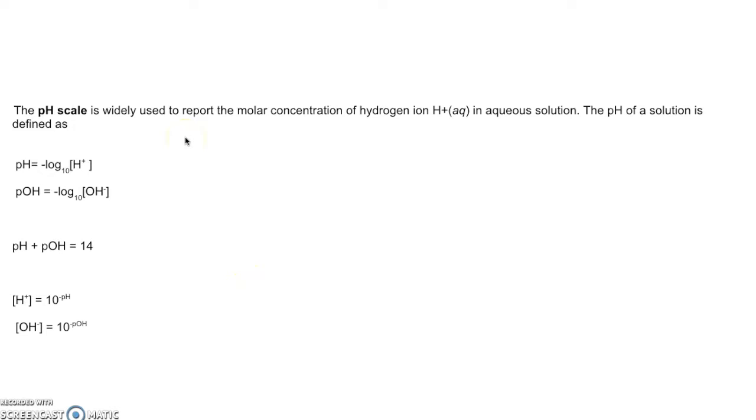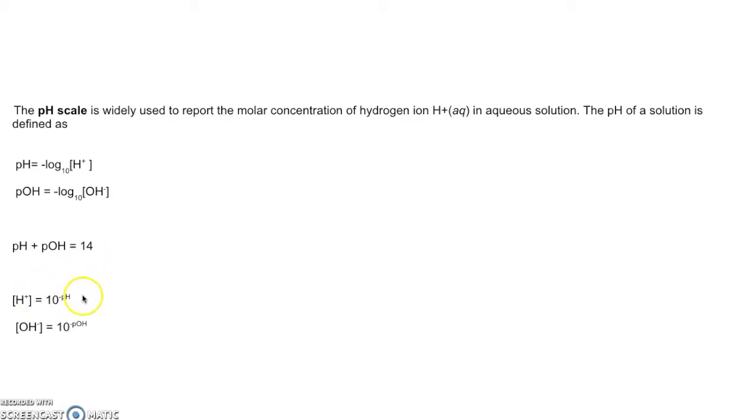Now, there's also the pH scale, and I know you've looked at this in biology and other courses, and it is the concentration of hydrogen ions in a solution. So we're looking at hydrogen ions only. pH is the negative log of the hydrogen ion concentration, and your calculator does all that. The pOH is the negative log of the hydroxide ion concentration. Here's a fact: pH plus pOH equals 14.